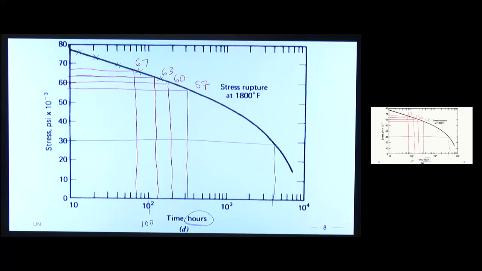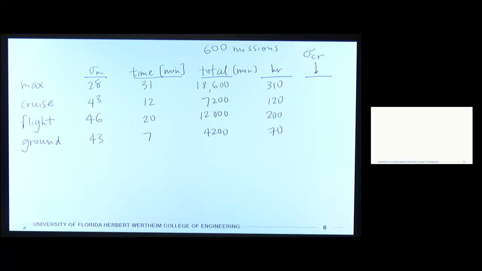So at the times that we have for 600 more mission cycles, these are sort of allowable stresses before we get a rupture. Okay. So now we can go back and put those on our chart. Okay, so if I do that, I get 57 for that one. Then we went up to 63, to 60 and to 67.